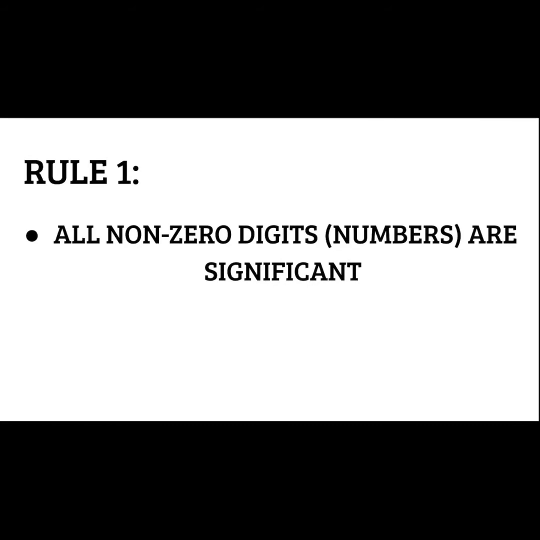The first rule is all non-zero digits are significant. So when we're counting to see how many sig figs we have, we always count a number if it's not zero. So let's look at some examples.